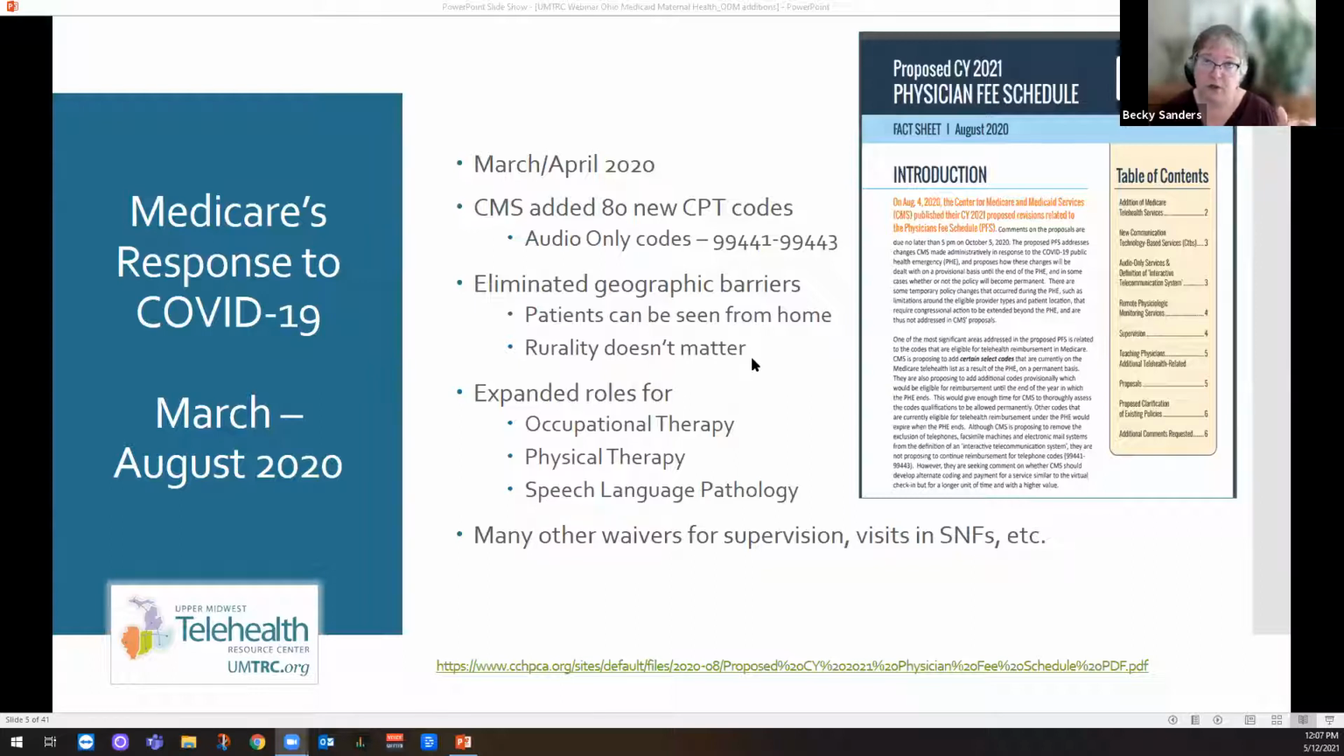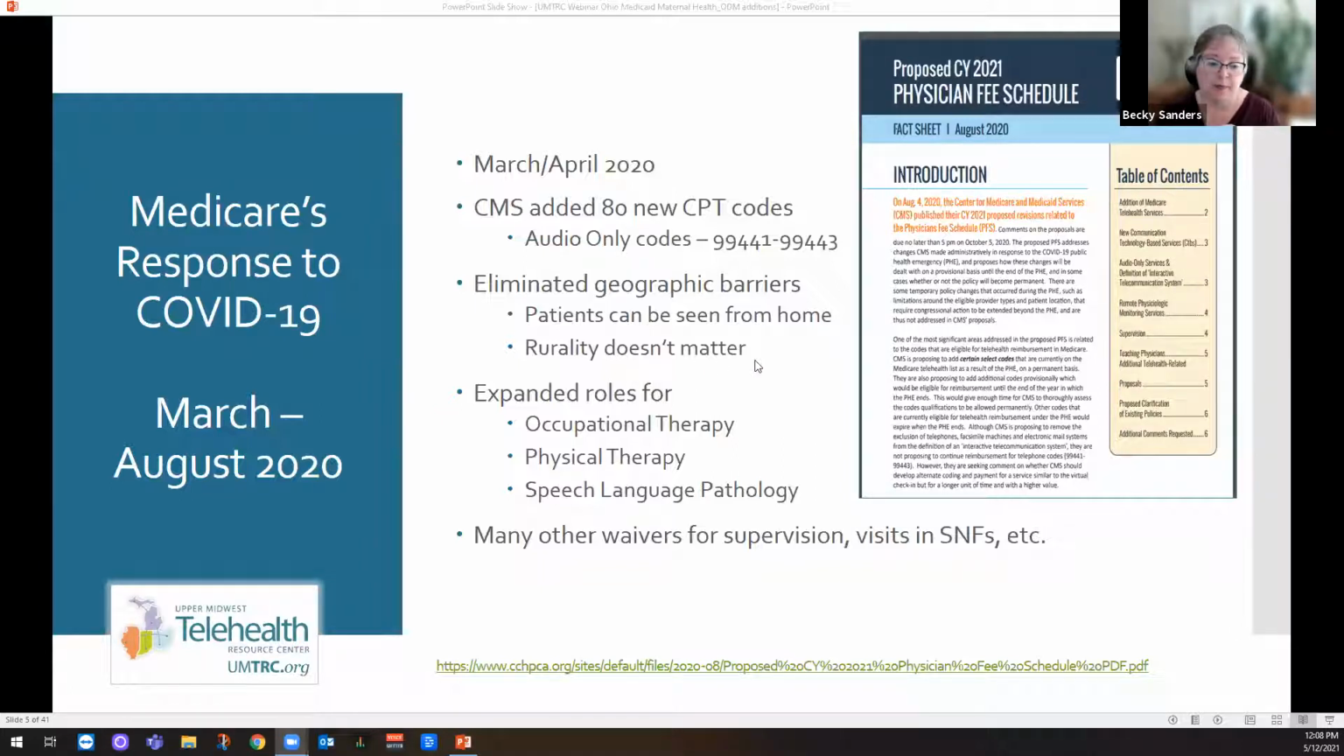In the first quarter of 2020, when COVID first hit the United States, CMS for Medicare purposes added an additional 80 codes that were part of the CPT code list, but hadn't been recognized as reimbursable via telehealth. They also allowed some audio-only codes to be reimbursable under telehealth.